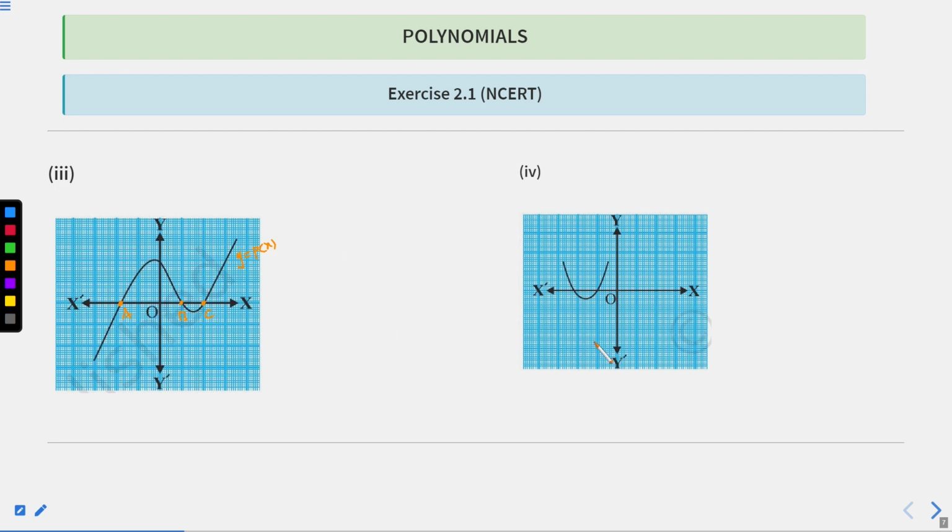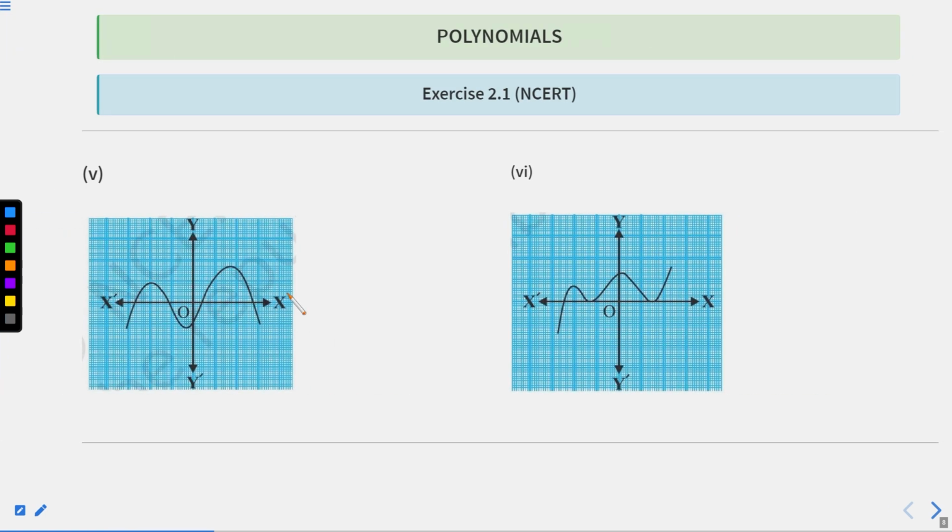Okay, and now if we see figure number 4, here the graph of y is equal to p of x cuts the x-axis at 2 points. Okay, this point and this point. So naming A, this is B. So here the zeros of this polynomial p of x are the x coordinates of A and B. So the graph cuts the x-axis at 2 points, and the total number of zeros of p of x is 2.